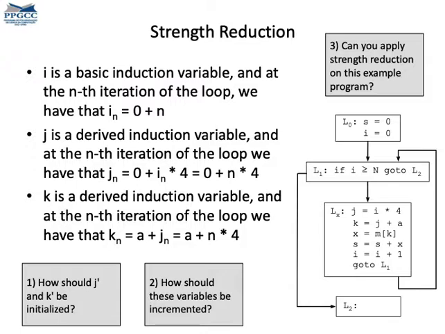Now we need to create auxiliaries to replace J and K, and we need to think about how we should initialize these auxiliaries. And also we need to think about how we should increment these auxiliaries. Would you like to stop the video and think about it? You might go back a few slides to read the replacement algorithm again.